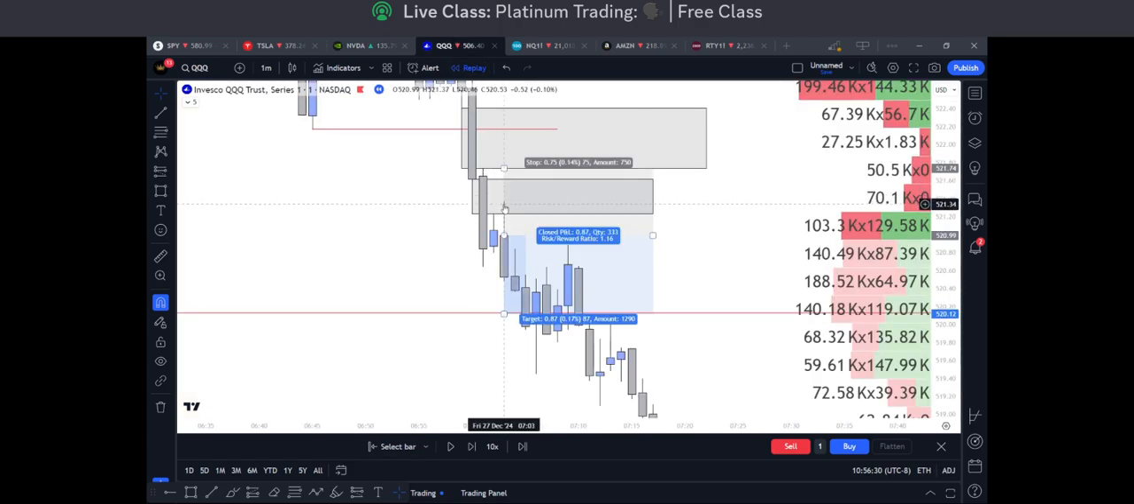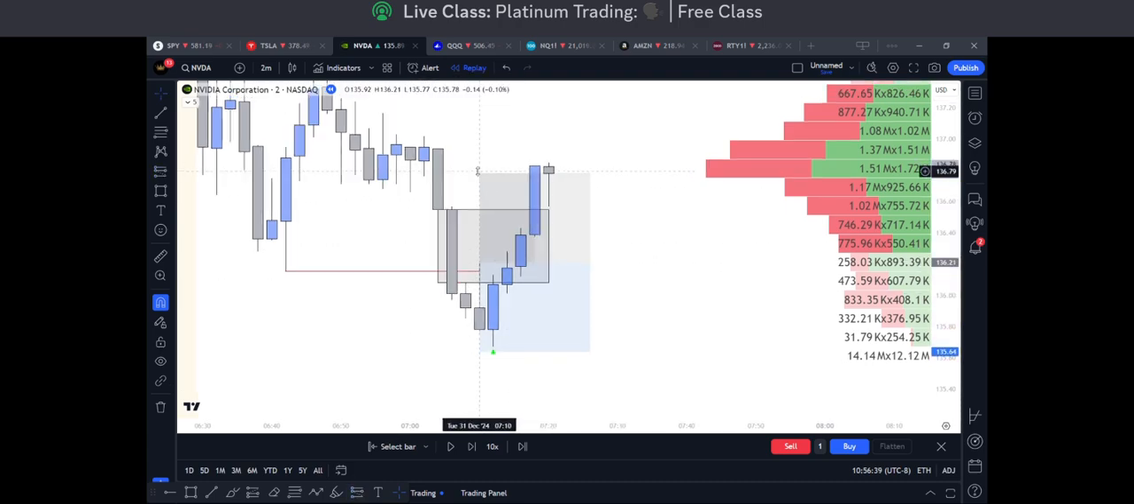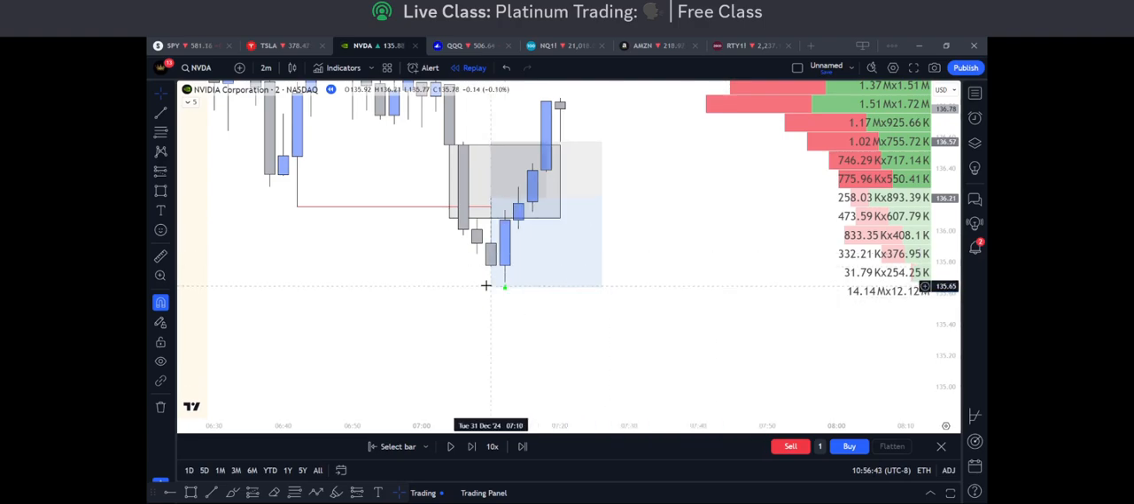If you take a look at QQQ, exact same candle that we have. Okay. And exact same candle right here too. So everything on this setup looks good. And then price just comes and hits the stop. Okay. So what went wrong here? And the answer is absolutely nothing.